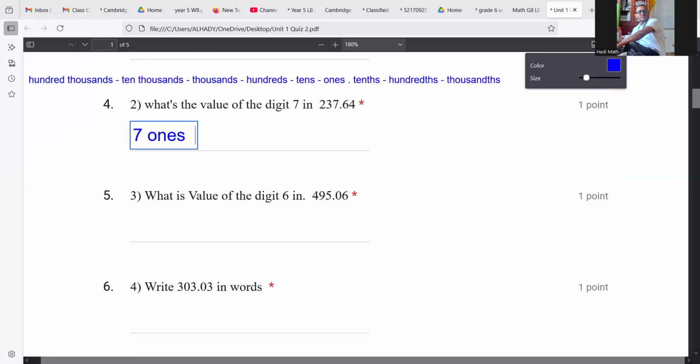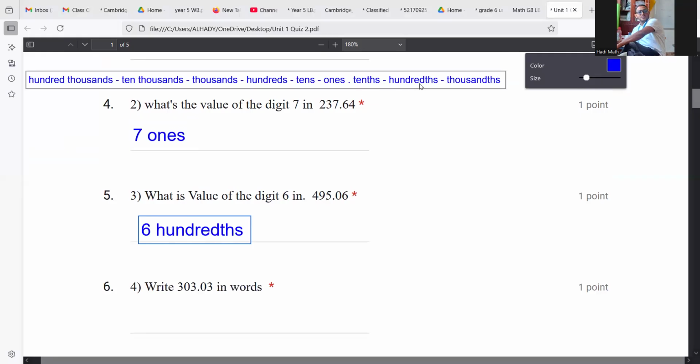The second question, they say what is the value of the digit 6 in this number. According to the place values, you do the same thing. This is the decimal point. This is tenths. This is hundredths. So you say it is 6 hundredths. So these place values are not changing. All the time it is like that. So you need to just memorize them according to this order, so you could know the place value of each digit.